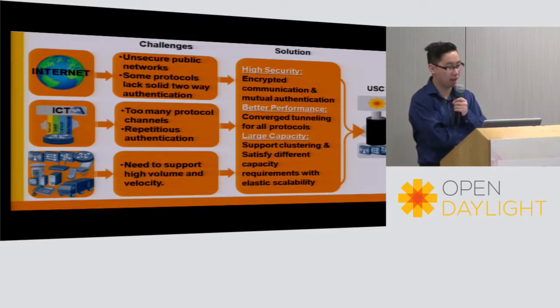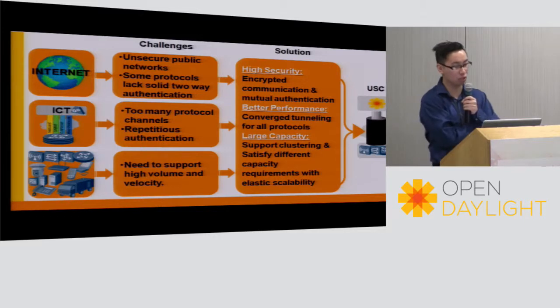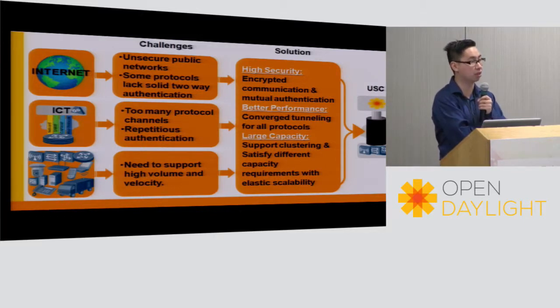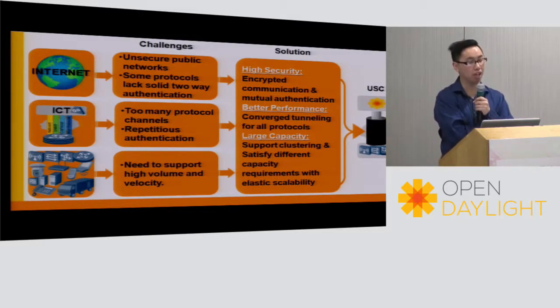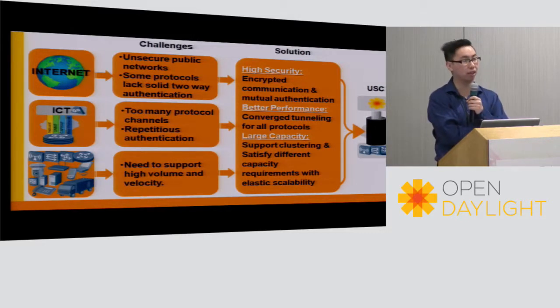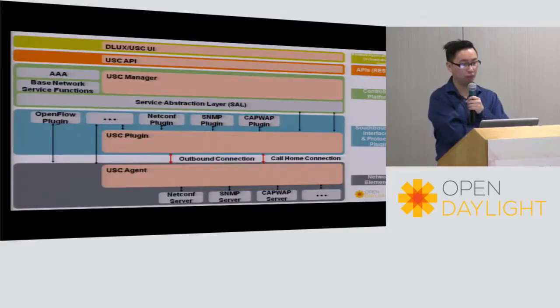Another challenge is the need to support high volume and velocity, because there isn't really any sort of southbound clustering support in many of these protocols that the enterprise uses. So our solution was to come up with something we call Unified Secure Channel that would provide encrypted communication and mutual authentication, with converged tunneling for all protocols.